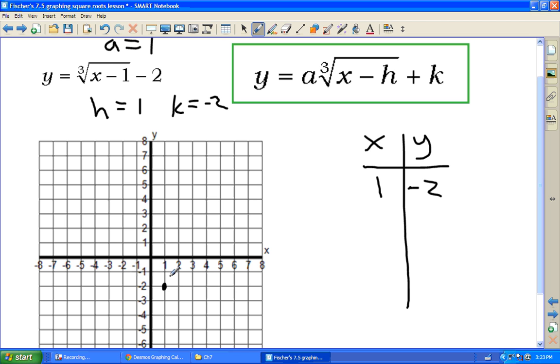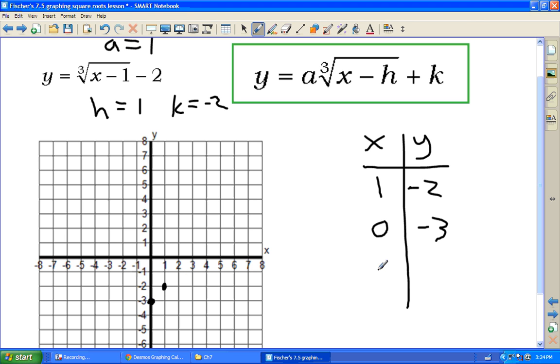Perfect. The next perfect cubes in either direction would be -1 or 1. So let's start with x equals 0. That's easy, right? 0 minus 1 is -1. The cube root of -1 is -1. And -1 minus 2 is -3. So when x is 0, we get y of -3.